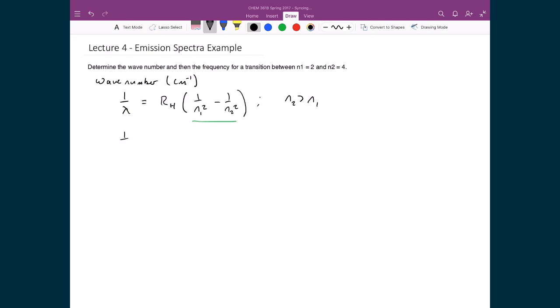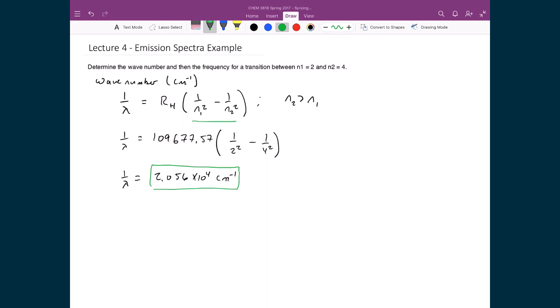So let's substitute in for what we know for the constants and n1 and n2. The Rydberg constant is 109,677.57. n1 in this case is 2. So we've got 1 over 2 squared minus 1 over 4 squared. If I keep simplifying, what I end up getting in the end is 2.056 times 10 to the 4 inverse centimeters. And so like I said, this value that I've just calculated right here is the wave number, and it's typically in units of inverse centimeters.